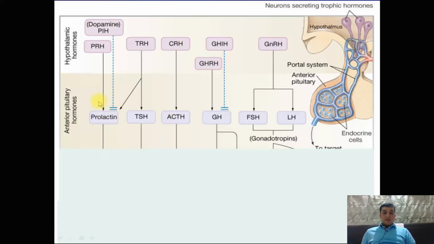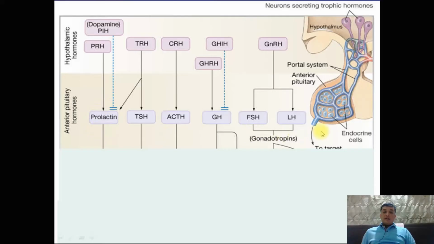So here you can see that this one is stimulating, this one is inhibiting. Similarly here it is stimulating, it is inhibiting. One more thing to note is that TRH can also stimulate the release of prolactin, so that is an additional effect that you can consider. These are all trophic hormones. So this is prolactin, thyrotrophin, this is corticotrophin, somatotrophin, and these are gonadotrophins.